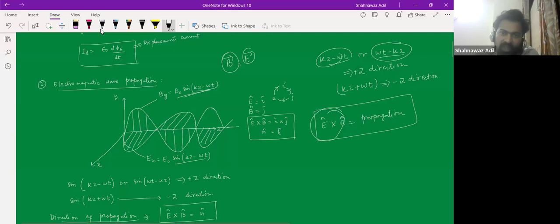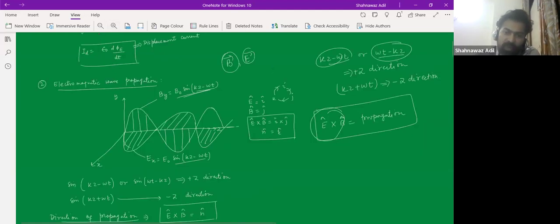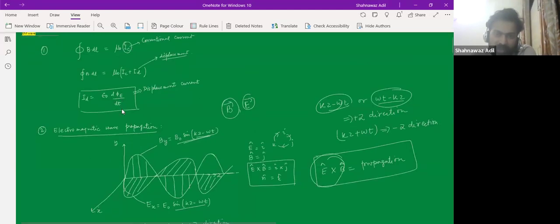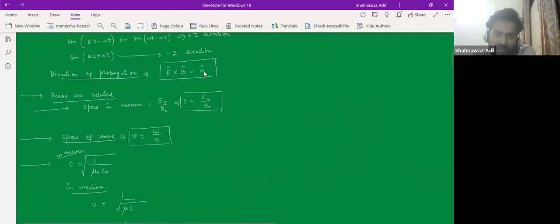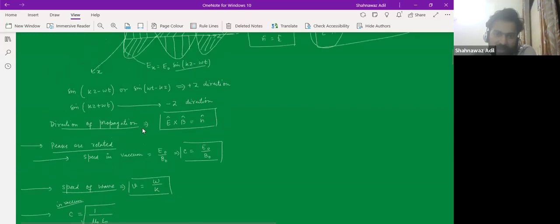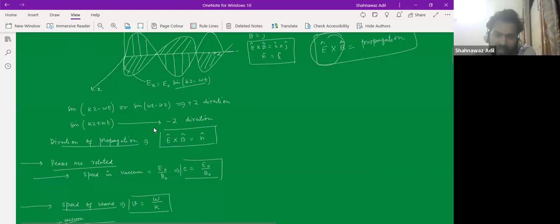And what is the other thing that you have learned? That relation is very, very important. One thing is the displacement current, epsilon naught d phi E by dt, and then you have the direction of propagation, which is E cross B. Because these are sinusoidal waves, these are the peak of the magnetic field and the peak of the electric field, and they are related by this relation. So E naught by B naught will give you the speed of light.